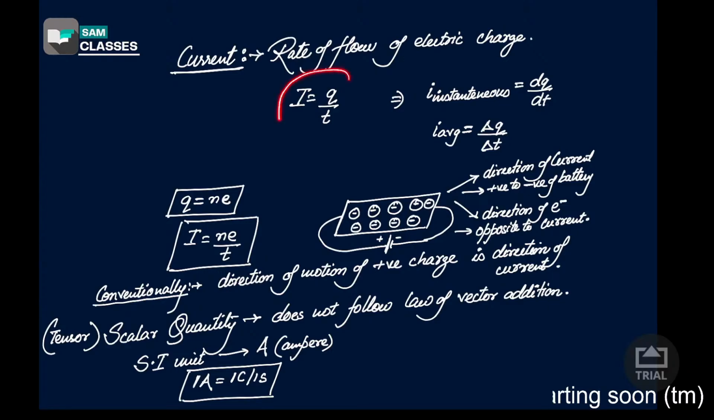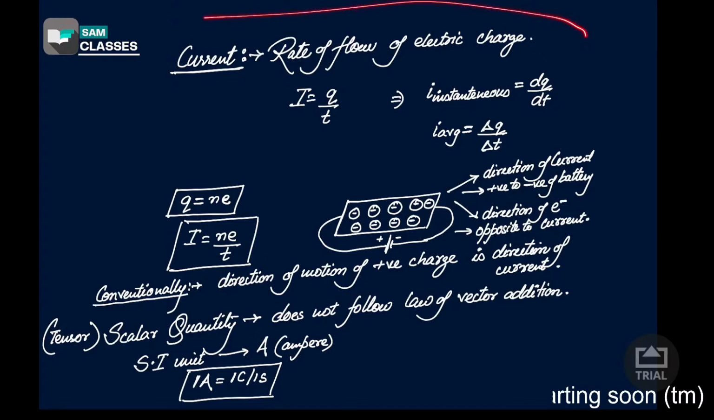Now, first is I equals Q by T, current equals charge by time. If I want to find it at a particular instant, what will I do? I'll take a very small charge by a very small time. If a very minute charge is going in a very minute time, I'll get the instantaneous current at that moment. What about average? Total net charge by net time taken. That's it. Very simple. Clear everyone?